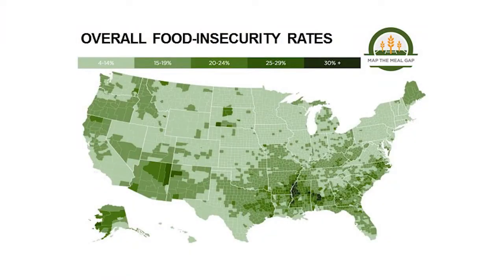So what you see, a few things to note about this. First of all, across the Mississippi Delta, for example, you have really high rates. Across parts of Appalachia, you have really high rates. So you have these pockets of high rates.